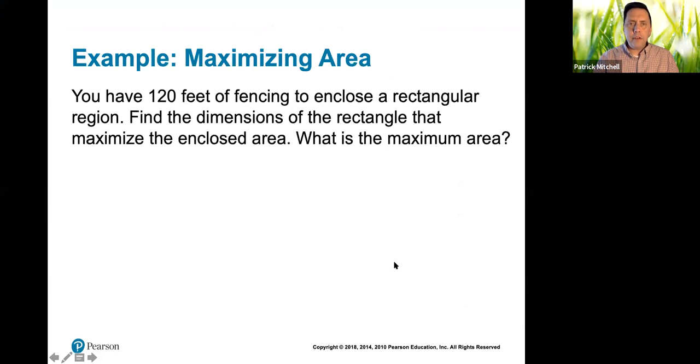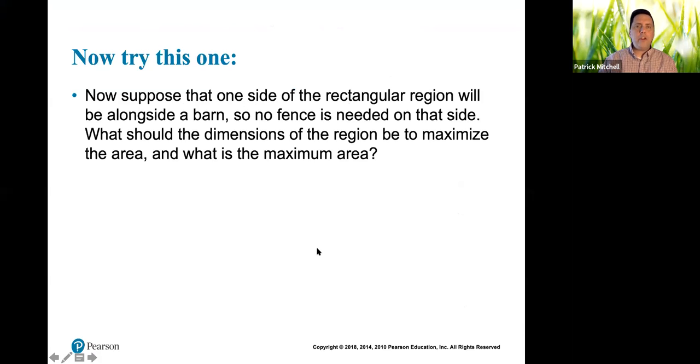as promised, I would like you to try this one. Suppose now that one side of the rectangular region will be alongside a barn. So no fence is needed on that side. What should the dimensions of the region be to maximize the area? And what is the maximum area? So please pause the video, give yourself a chance to figure that out, and then we'll come back and compare notes.